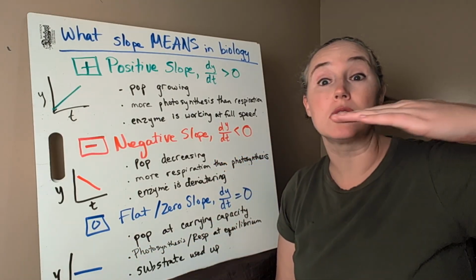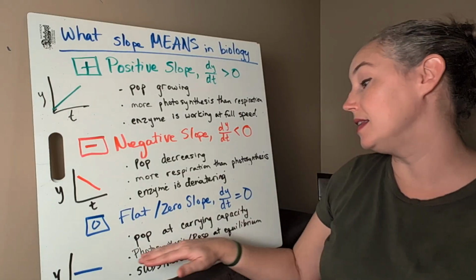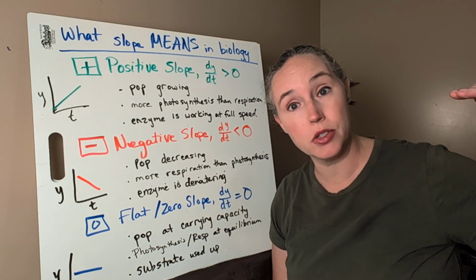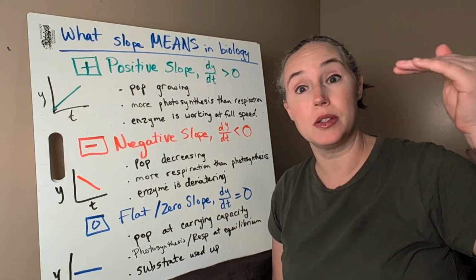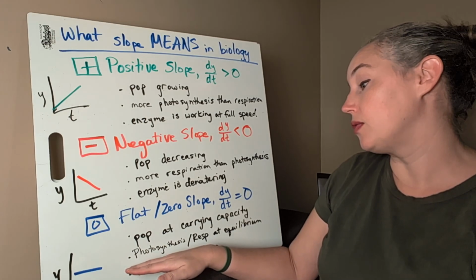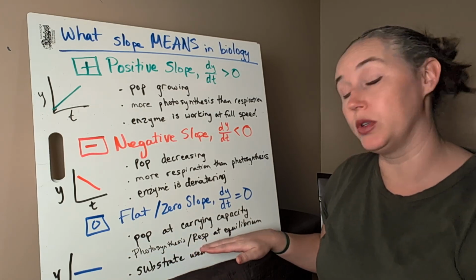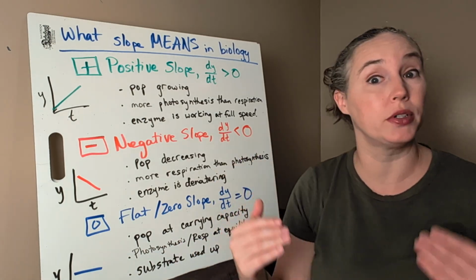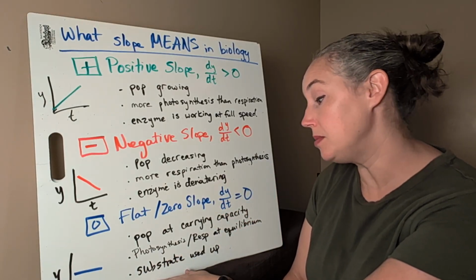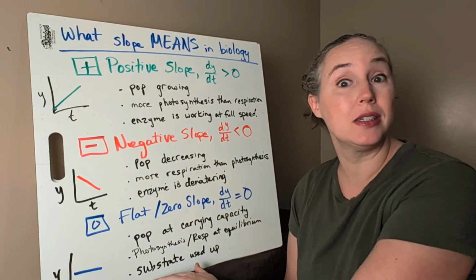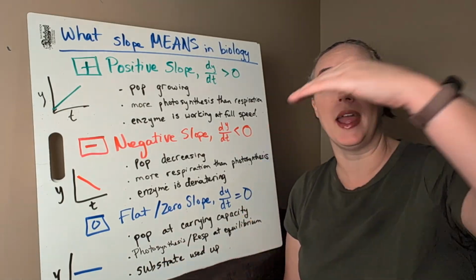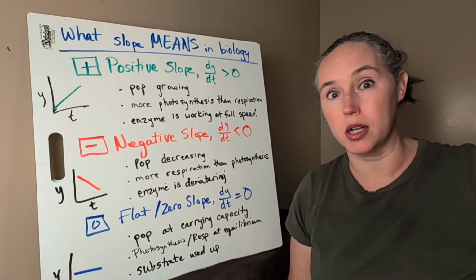A flat line is a slope of 0. And in this case, if it's a population, our population has reached carrying capacity. That's the highest amount that ecosystem can support. Or if we have photosynthesis and respiration at equilibrium, so we're producing and using O2 at the same rate. Or maybe if it's an enzyme catalyzed reaction, either all our substrate is used up and we are at full products.